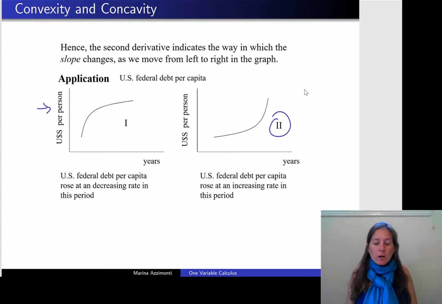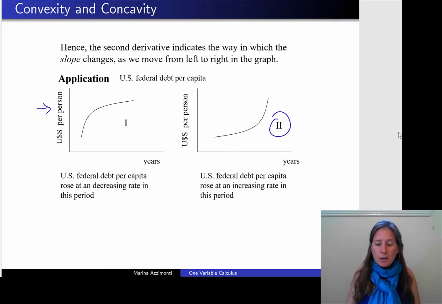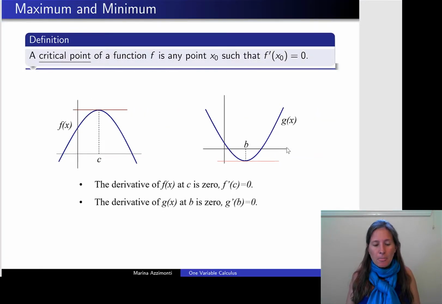Whereas if we're in the second case, we would say that the federal debt is not really increasing, but it's exploding. It's increasing at an increasing rate. Okay, so this is a few applications of how you would use the second derivative.